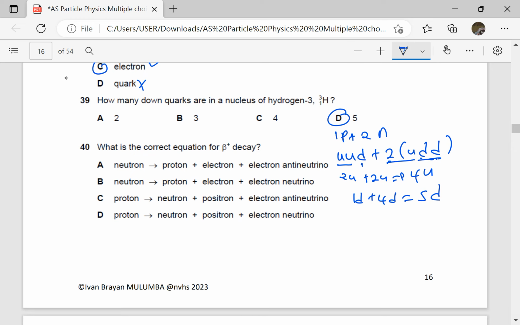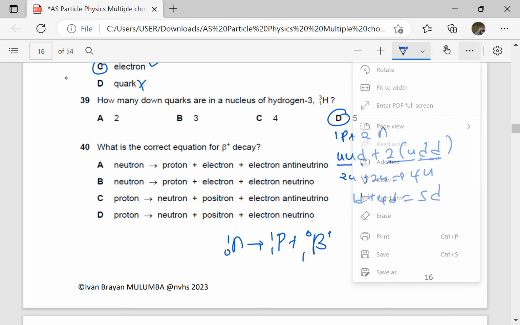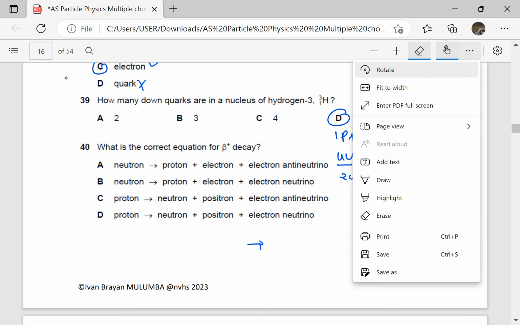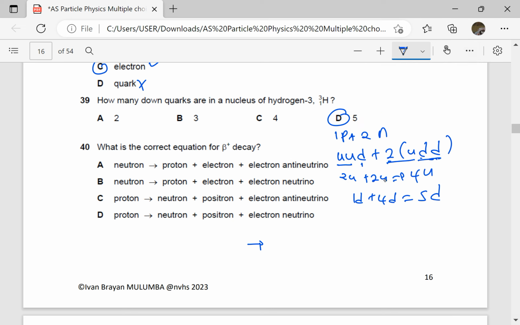What is the correct equation for beta plus decay? For beta plus, we say the neutron changes into a proton plus beta plus. No, it is the other way around, because the equation is not balancing. So it is a proton changing into a neutron plus beta plus.